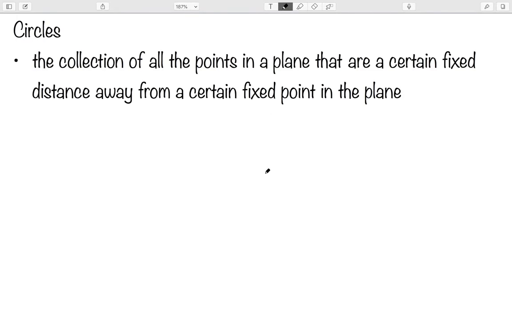In this video, I want to discuss circles, and I'm going to start by actually defining a circle mathematically. A circle is defined as the collection of all of the points in a plane that are a certain fixed distance away from a certain fixed point in the plane. This fixed point is known as the center, and the fixed distance is the radius.